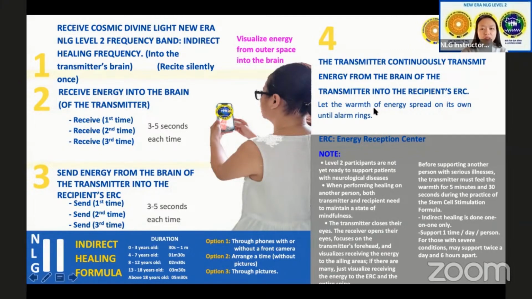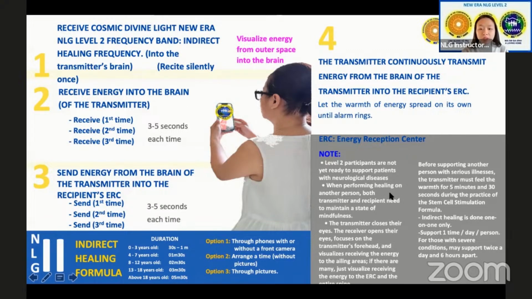So all the steps here are very similar to direct healing. If you've been using direct healing in level 1, then there's no need to worry because you have familiarized yourself with this formula. So I will not go through it step by step anymore because you would know about it already. I went through it extensively in level 1 as well as just now. So the difference is in the way that you transmit energy. You can see here that the practice duration is the same. Remember the exceptions with the 0 to 3 years old group. And also the notes here are very similar.